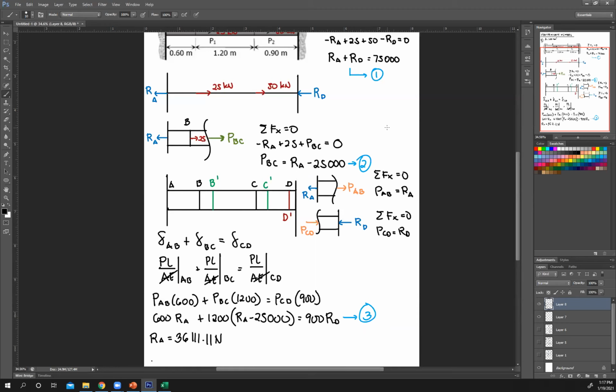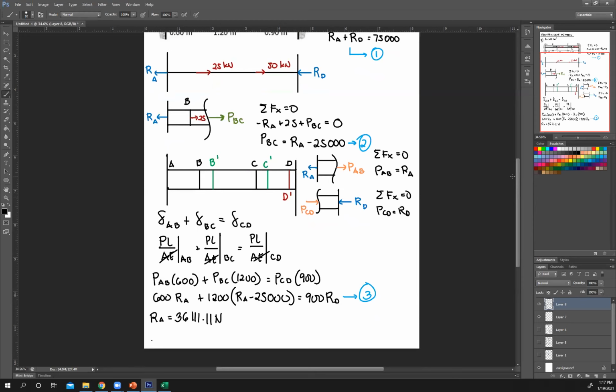Now, sub in equation 2. Sub in 2. I can finally solve for PBC. So what's PBC?